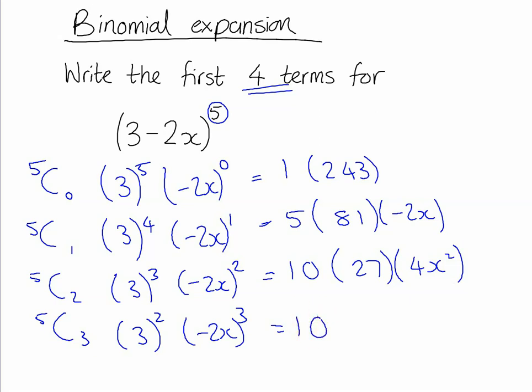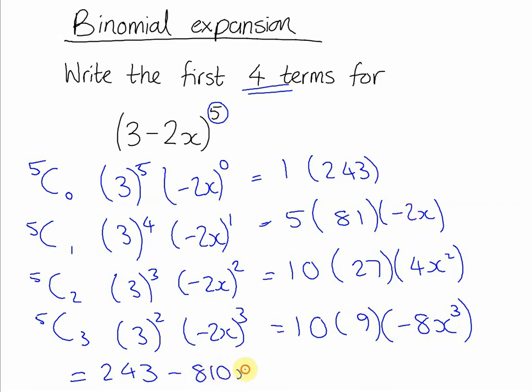So we've reached that symmetrical point. So the next one will be 5 and then 1. Oops. So we have 9 and it's odd, so it's going to be a minus. So 2 cubed is 8. Right, so we have 243. 5 times 2 is 10, so we have minus 810x. What's that, 1080? I hope so, because I've written it. And minus 720x cubed. So there's the first 4 terms.